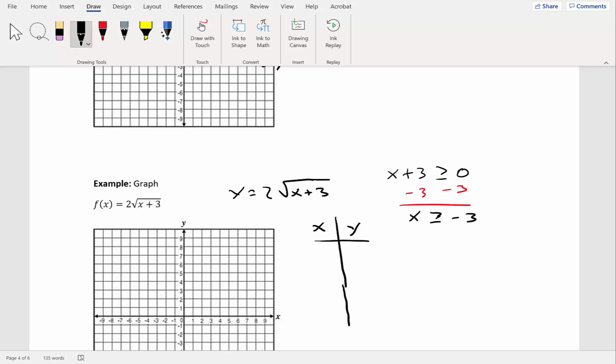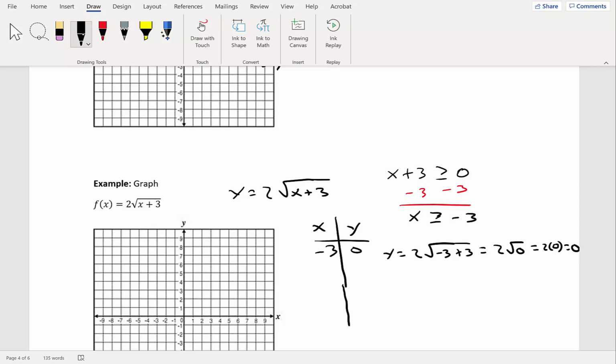Okay. Now, the very first value you want to choose for x is whatever is going to make the radicand 0. So you want to determine what's going to make this part 0. What value for x? So I have x plus 3. So if I choose negative 3 for my x, that would work out. So now I have y is equal to 2 times the square root of negative 3 plus 3, which gives me 2 times the square root of 0, which gives me 2 times 0, which gives me 0. Okay, so my y value would be 0 in that case.